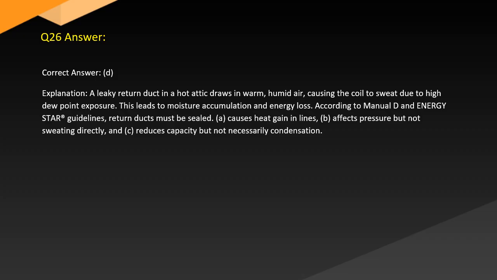Answer. Correct answer: D. Explanation. A leaky return duct in a hot attic draws in warm, humid air, causing the coil to sweat due to high dew point exposure. This leads to moisture accumulation and energy loss. According to Manual D and Energy Star guidelines, return ducts must be sealed. A. Causes heat gain in lines. B. It affects pressure but not sweating directly. And C. Reduces capacity but not necessarily condensation.